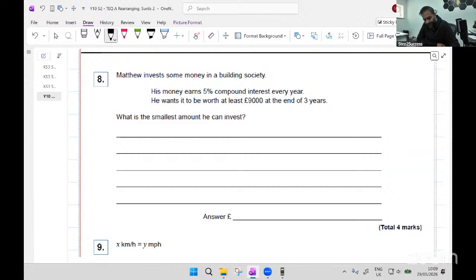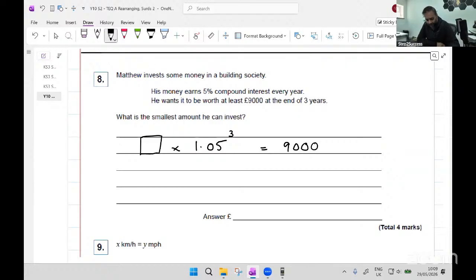Matthew invests some money in a building society. Right. So if you are putting some money in a bank account and you are earning 5% interest, then that means there's a multiplier with this topic where you multiply it by 1.05, which increases it by 5%. Now, the question is, you want it to be worth at least £9,000 at the end of 3 years. So you're going to put some money in the bank. It's going to increase by 5% for 3 years. So you put a power three on it. That means it'll happen three times. And you want to end up with £9,000 at least.